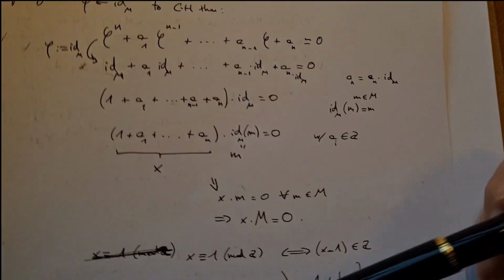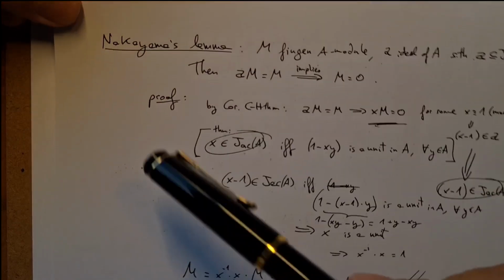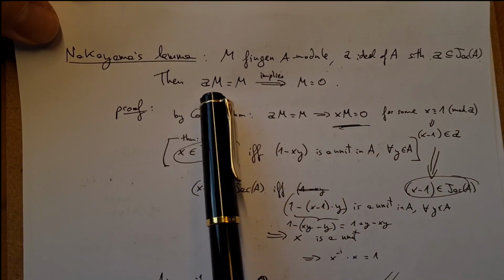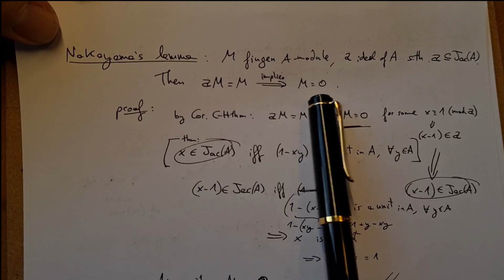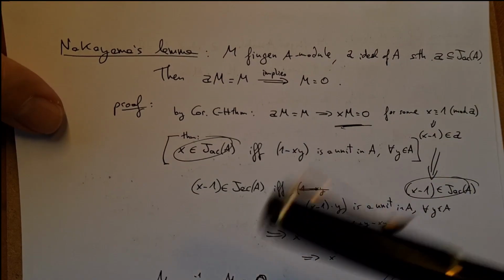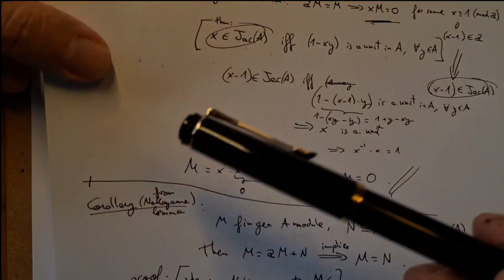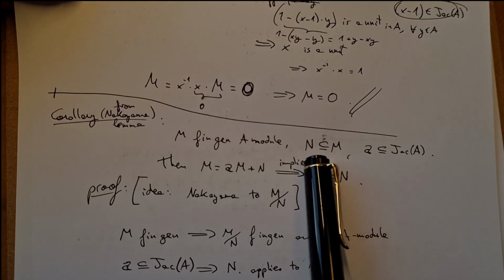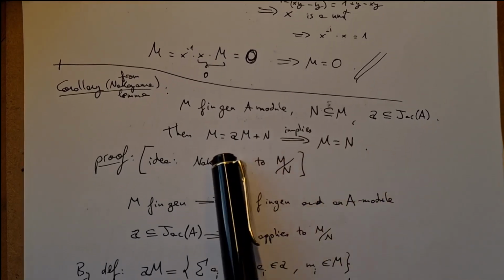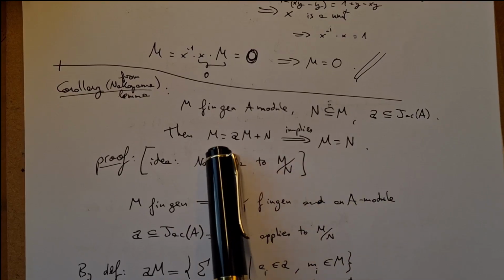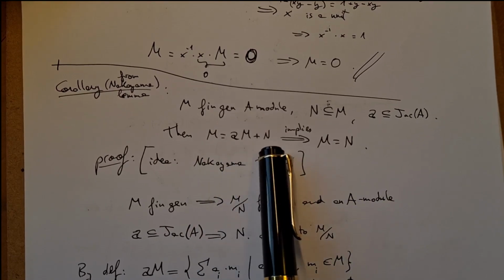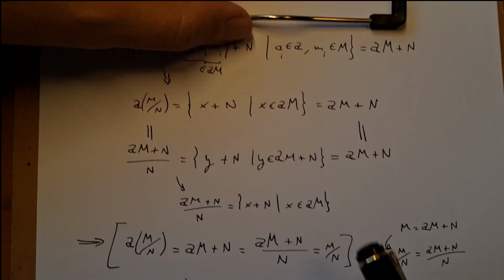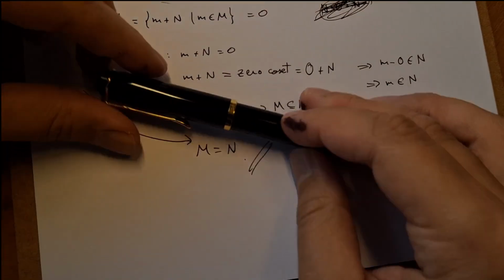Then, once we have this, we went for Nakayama's lemma, which basically says that if you have AM equals M, this implies that M equals 0. And then the corollary after Nakayama's lemma is that if we have N being a submodule of M, then when you have M equals AM plus N, this implies that M equals N. And this is what we just did here at the end. So that's it.